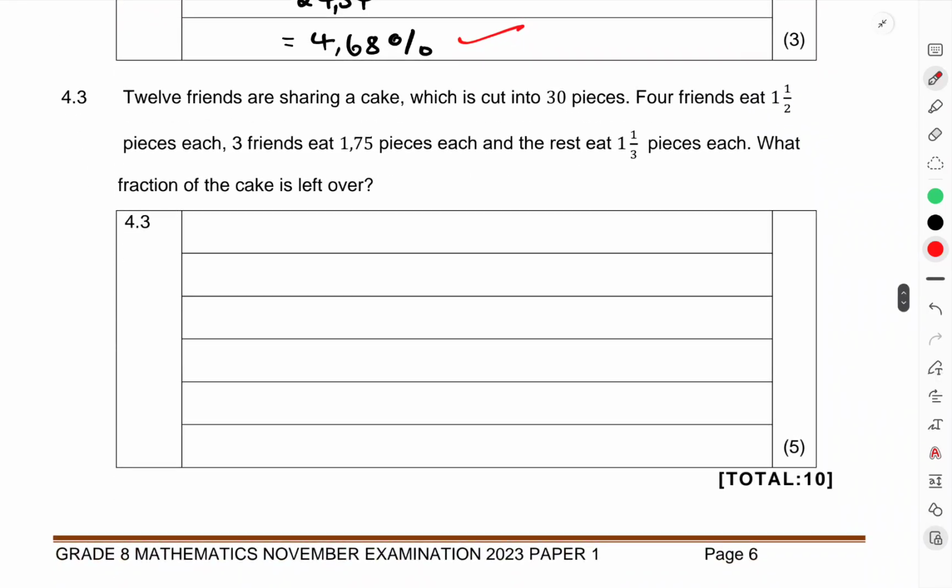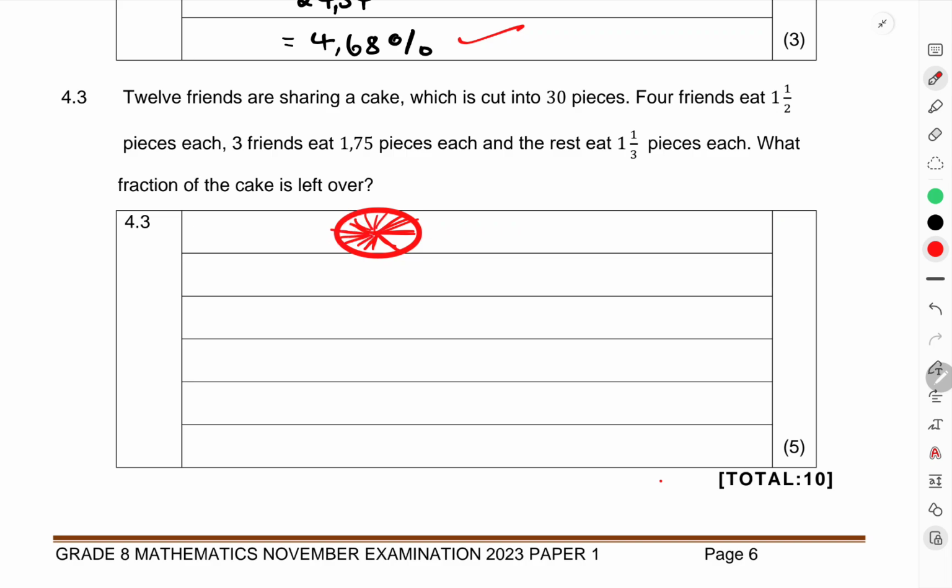Now 4.3, 12 friends are sharing a cake, meaning we have 12 people sharing a cake. The cake is cut into 30 pieces. So we have a piece of cake here, which is like this, right? Now this cake has been cut into 30 pieces, like 30 slices. But then the friends are 12, we should remember that.